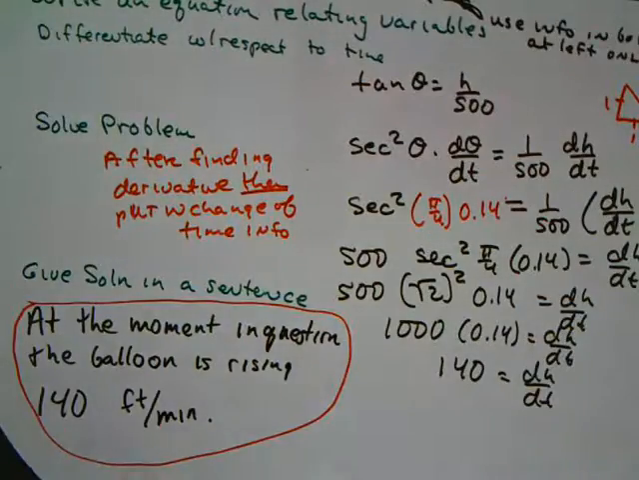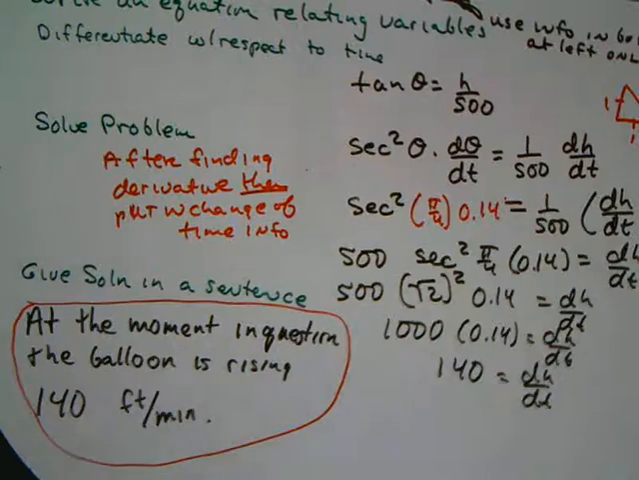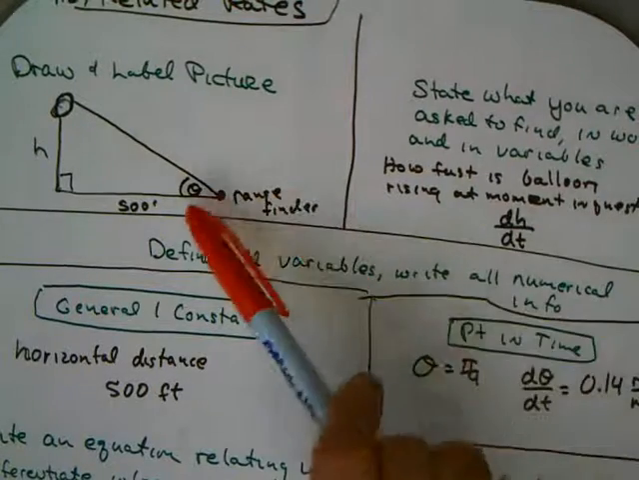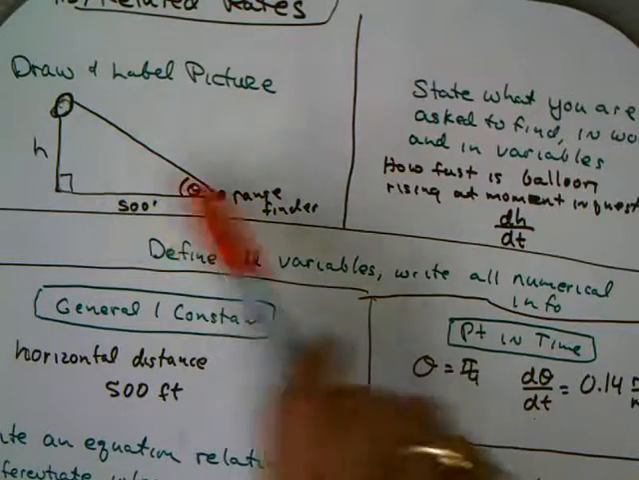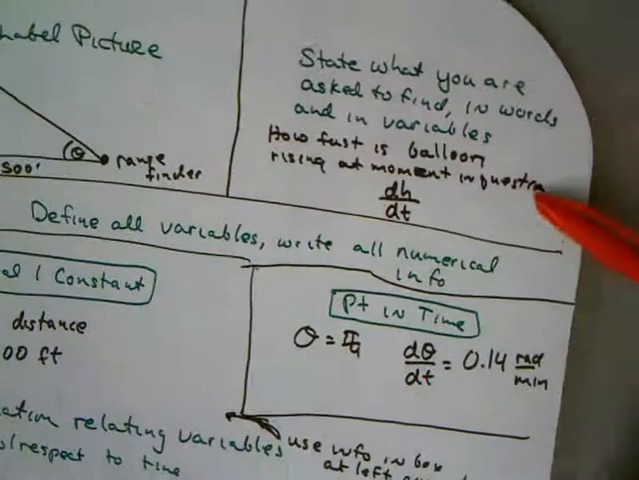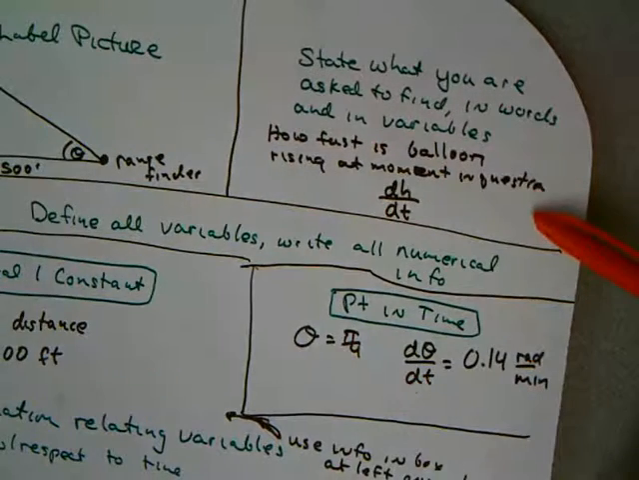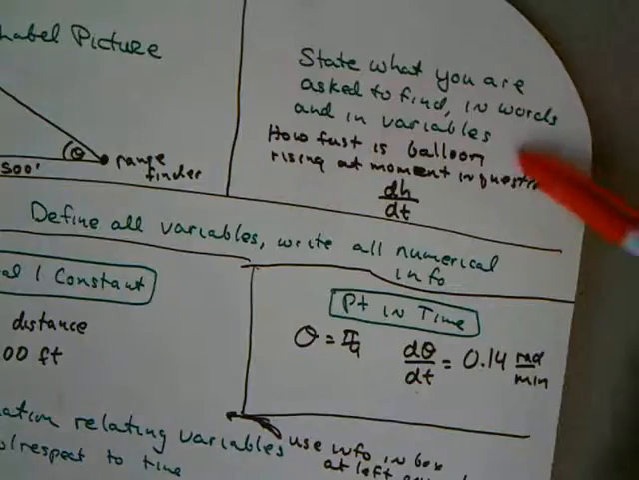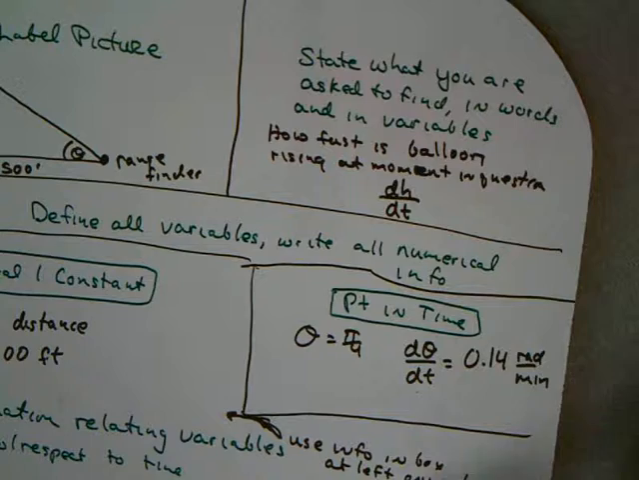So what we're going to do, anytime we've got a related rates problem, draw a picture. Step 1, draw a picture. Label the constant stuff and anything that's changing, throw a variable in. State what you're asked to find. Put it in words and in variables. So that the words are going to help you at the end when you're answering the question. The variables are going to help you as you're going through the work.